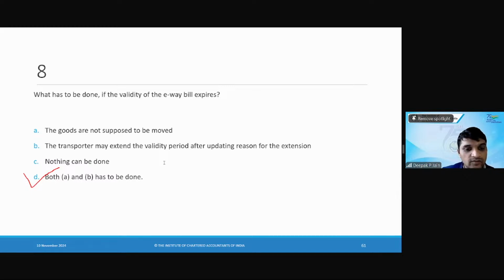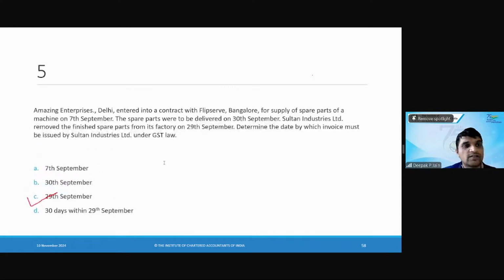Now the fifth MCQ is: Amazing Enterprises Delhi entered into a contract with FlipServe Bangalore for supply of spare parts of a machine on 7th September. The spare parts were to be delivered on 30th September, because when they enter into an agreement, they will ask the supplier by when you will deliver it. So they agreed that we will deliver on 30th September. Now Sultan Industries removed the finished goods. It got ready earlier and they removed the spare parts on 29th September.